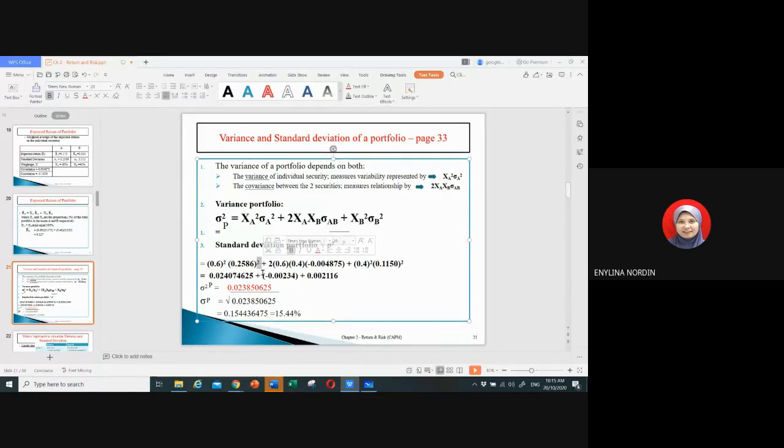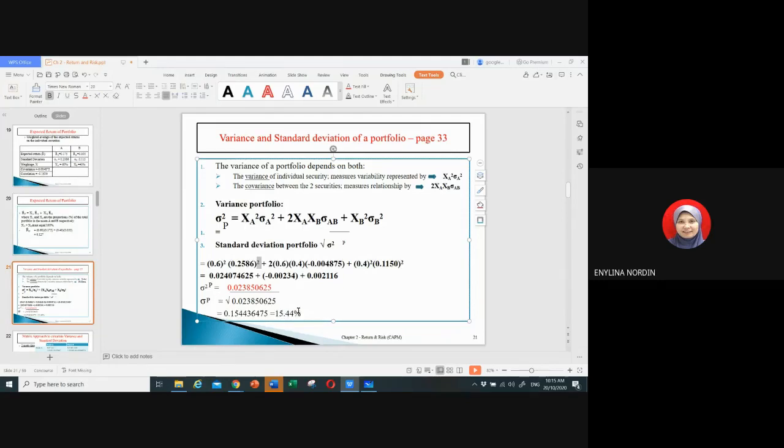Understand? Okay, and then you add all those figures and you will get the variance of the portfolio equals 0.0238500625. And then for the standard deviation of the portfolio, you just take the square root of this figure, then you will get what?